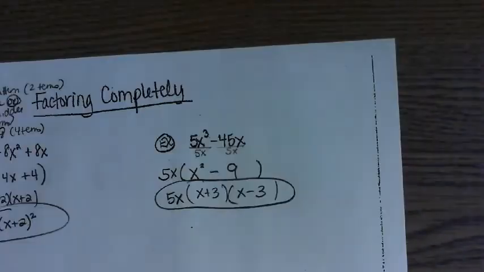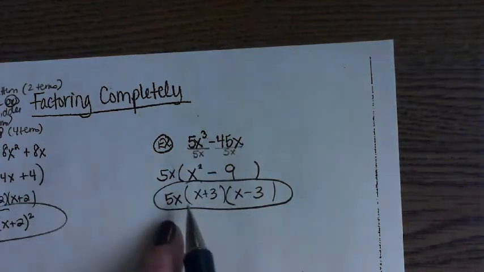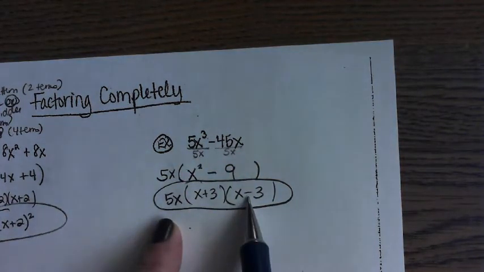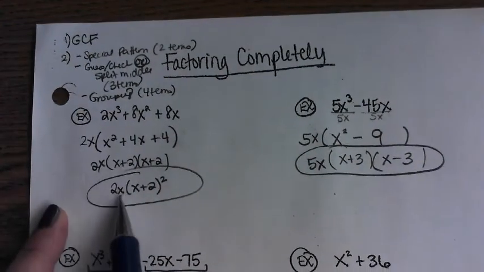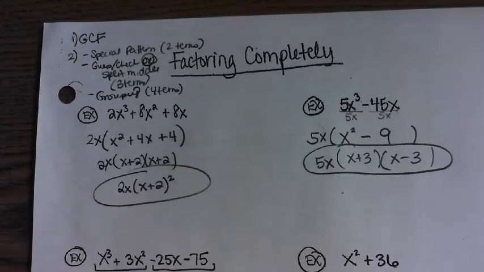Look back at the previous 2. Degree of 3, 3 factors. Degree of 3, 3 factors. The 2x and then the x plus 2 twice. Technically 3 factors. Do you see how that works out?